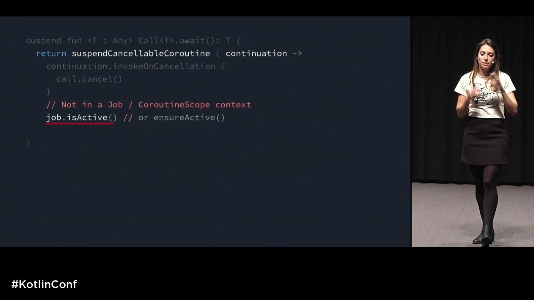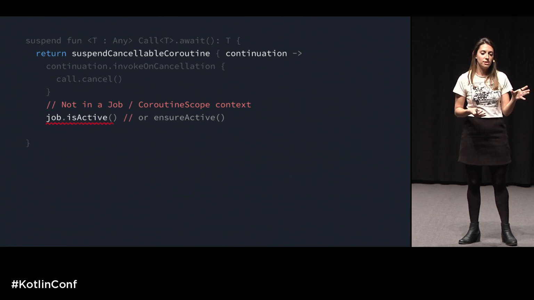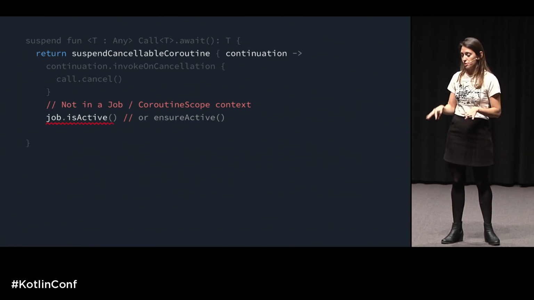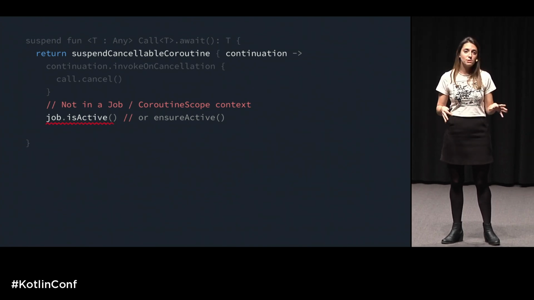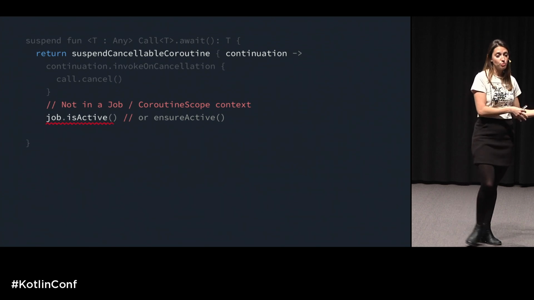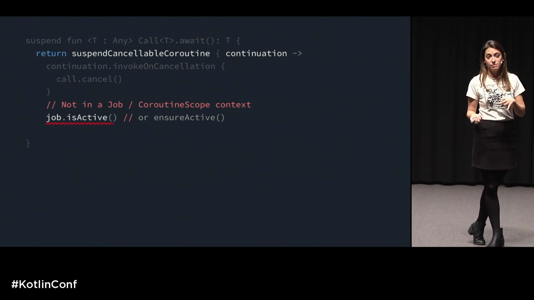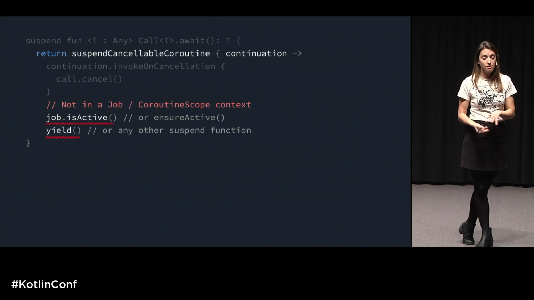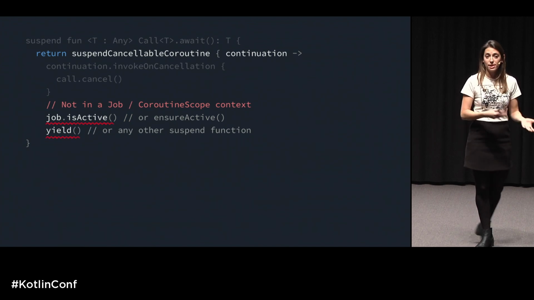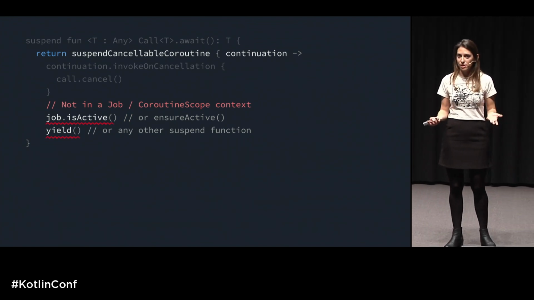But when you're using suspendCancellableCoroutine, you're not inside a job or a coroutineScope context. So this means that mechanisms that I told you before, like job isActive, don't work. Similarly, you can't call suspend functions like yield because you're not in the right context.